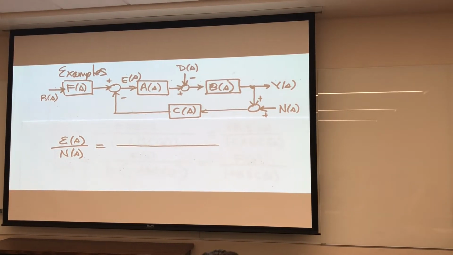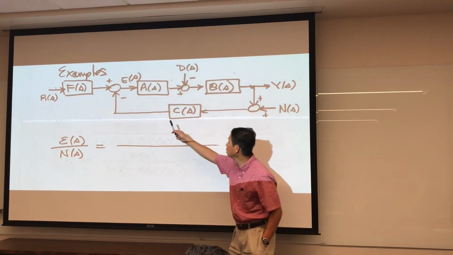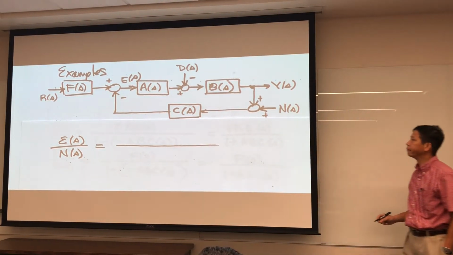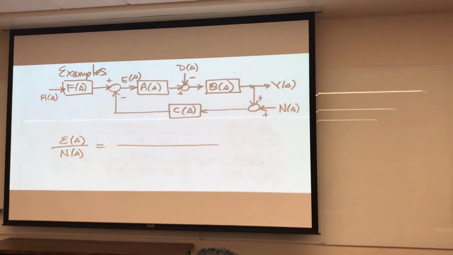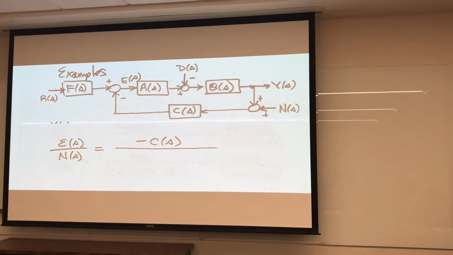We want to find the forward gain from N to E. And I get this. Okay?